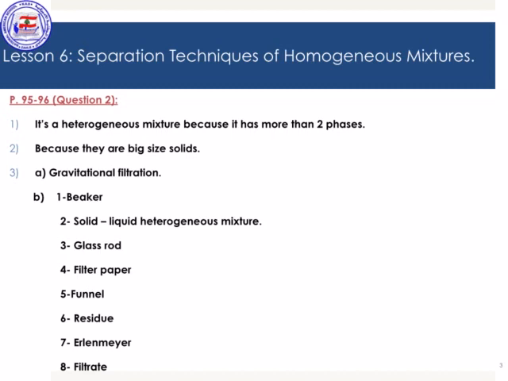Then they're telling you that Rad pours the mixture in figure 1. You have to name this technique. It is gravitational filtration. You have to label the different parts on figure 1. You can see them in front of you from number 1 to 8.